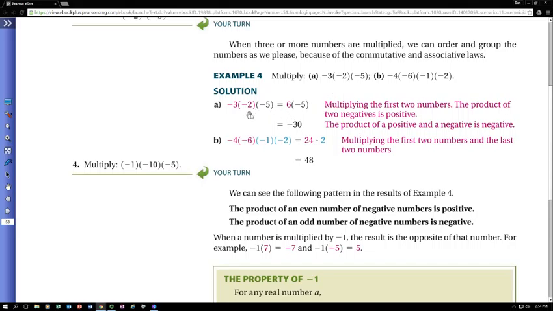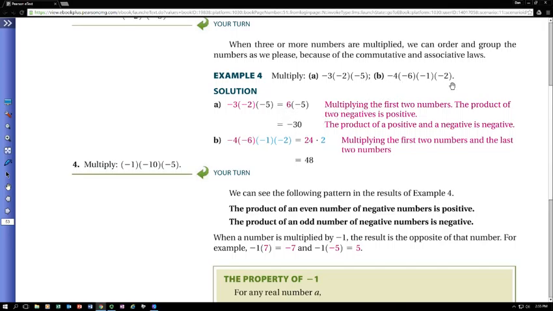If I multiply the first 2 numbers here, I have negative 3 times negative 2 times negative 5. Well, order of operations would be you'd multiply the first 2, right? And I would get a positive 6. So then I end up with the next multiplication is going to be a positive times a negative. So you do it one multiplication at a time, and I end up with a negative.